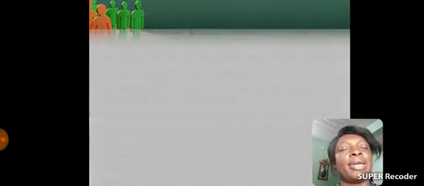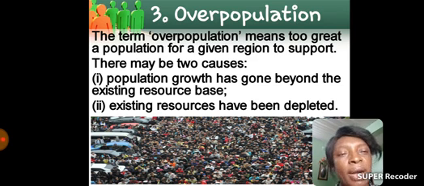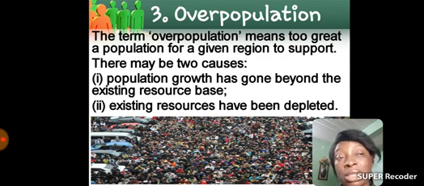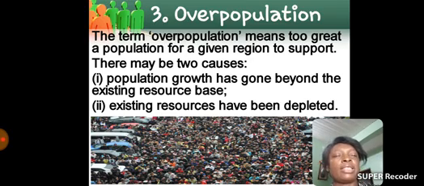The third one is overpopulation. Now, this just means too many people available to be supported by the available resources. Too many people for less resources. So we said there are two causes to this particular kind of population. Number one, the growth must have gone so much that it now went beyond the available resources, or the existing resources have been depleted. They've been used and overused. Okay, now let's go on.